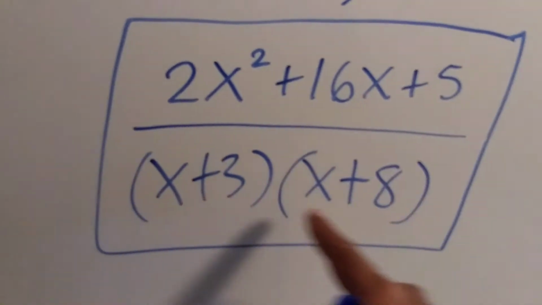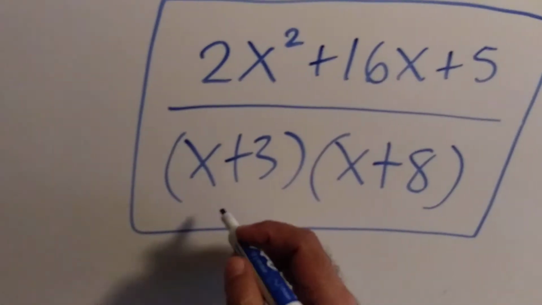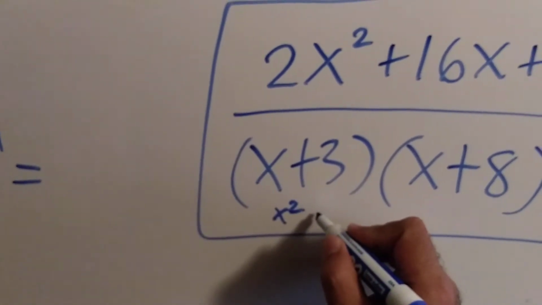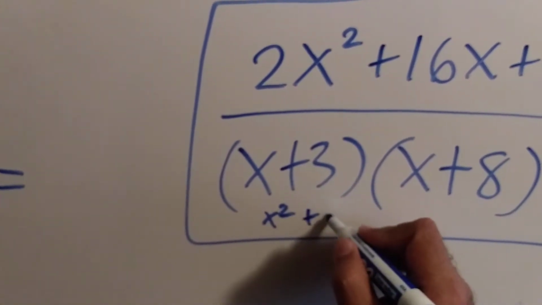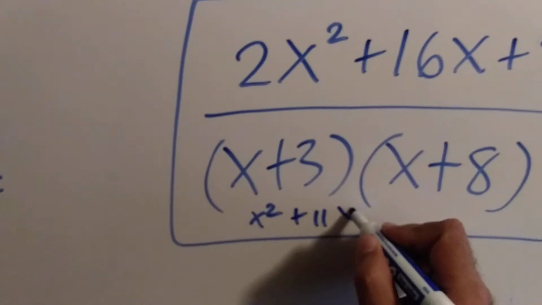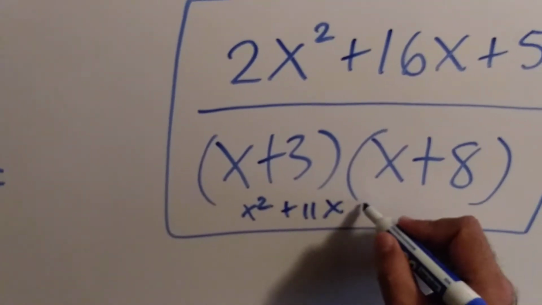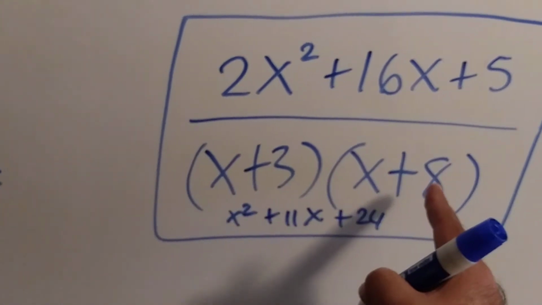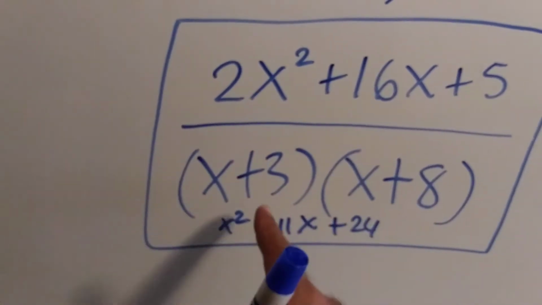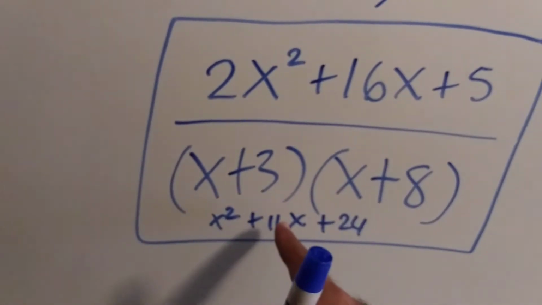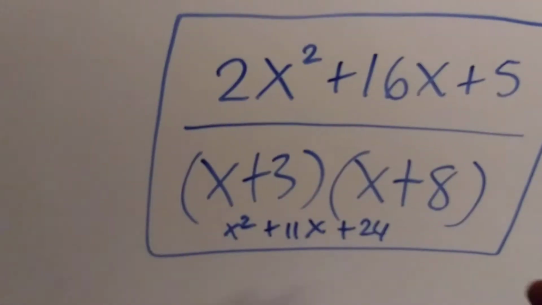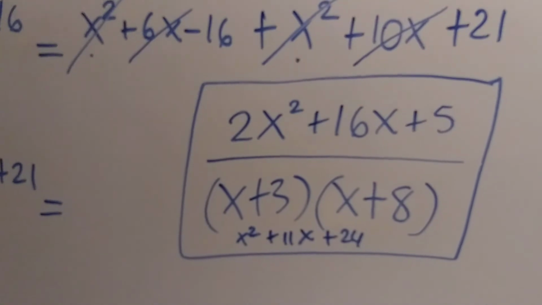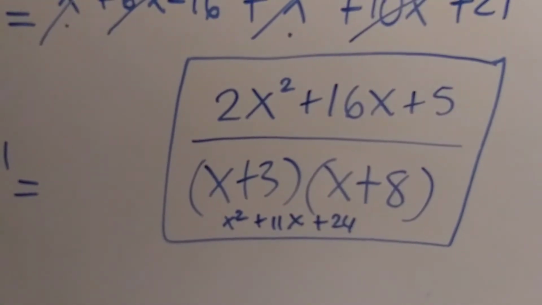You can do the FOIL method on the bottom as well if you wish, which would just be x to the second plus 11x plus 24. Whichever one of the two. If you want to leave it as x plus 3 times x plus 8, or if you want to replace this by x to the second plus 11x plus 24, I am completely okay with that if you wish to practice your FOIL method even further.